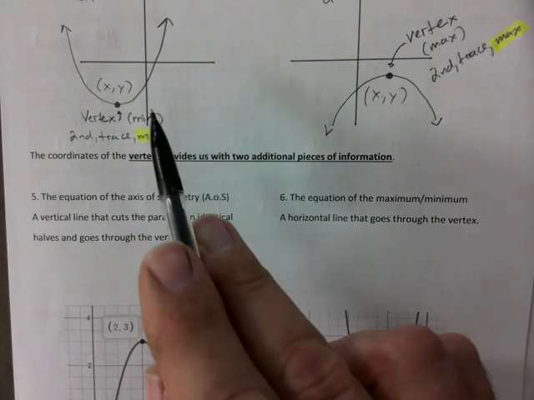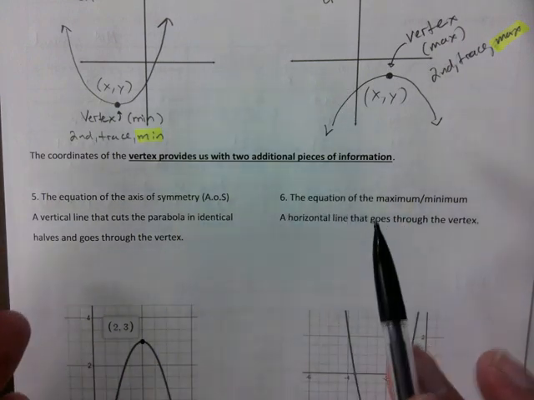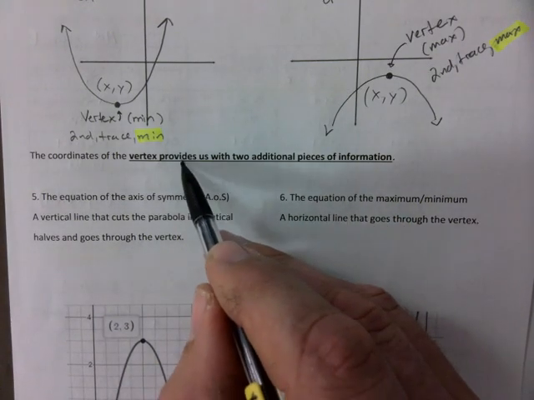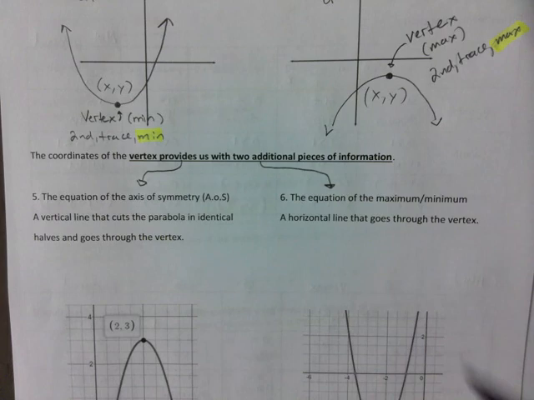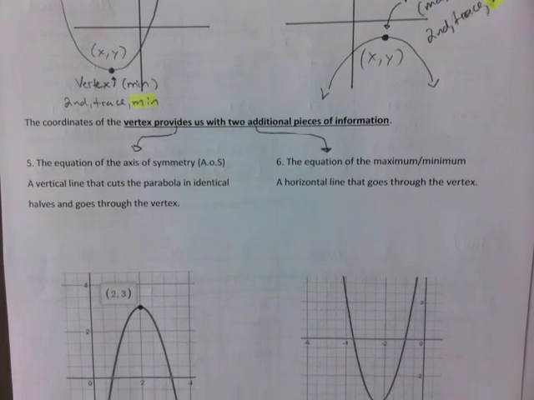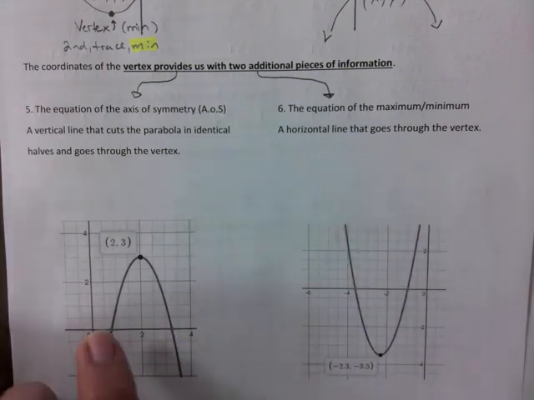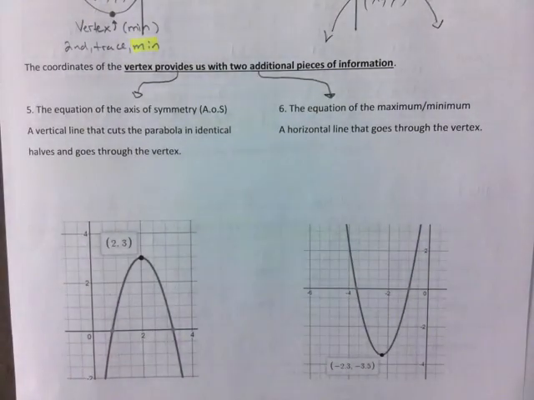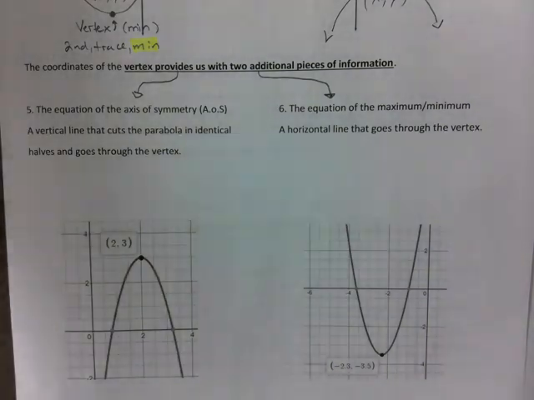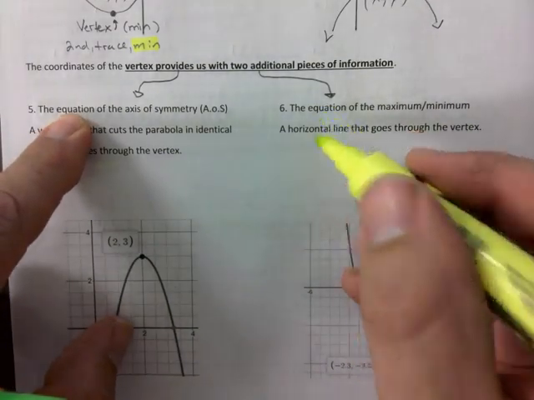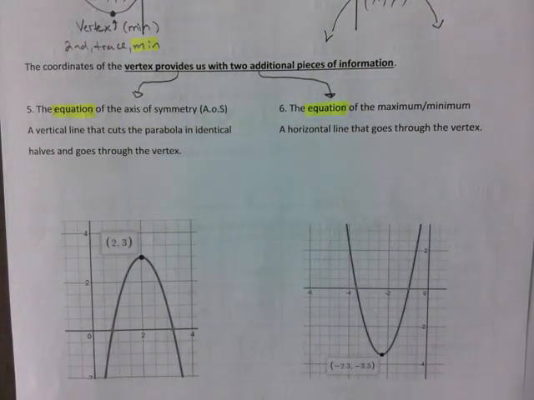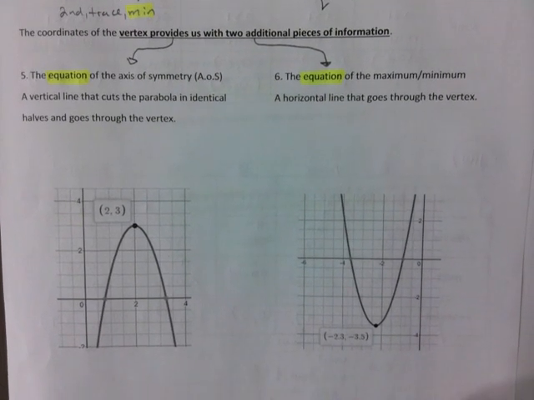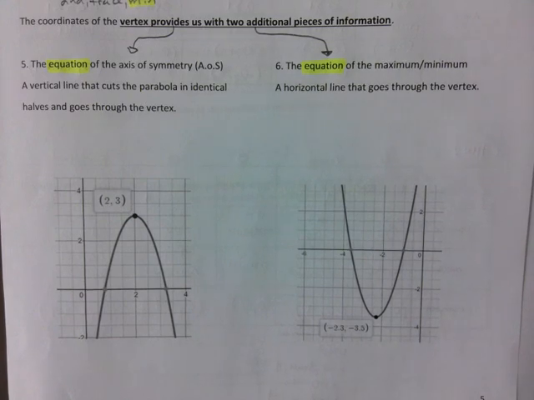So once you find the vertex, we immediately have 2 additional pieces of information. The vertex gives us this, and it gives us this. I'm going to use two different colors here, orange and green. If you have orange and green, just stay consistent with what I have. Both of these are equations, and these are kind of like imaginary lines that from time to time are useful to refer to.